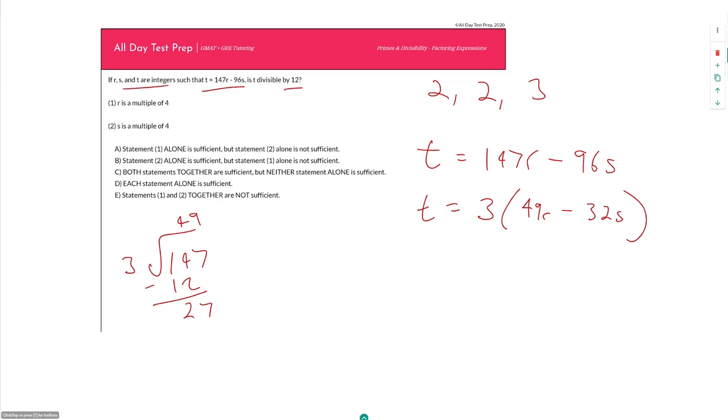This is a case where keeping in mind, taking note of this over here, that r, s, and t must be integers is actually helpful, because that means 49r minus 32s must also be an integer. So from here, we know t is a multiple of 3. Now what that does is that actually makes this 3 appear irrelevant, because we know that no matter what we are going to have it, we're just looking for our 2 2s. And so we can rephrase our entire question before moving on to the statements as just, is 49r minus 32s a multiple of 4?